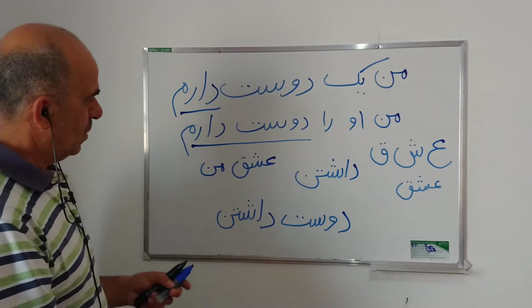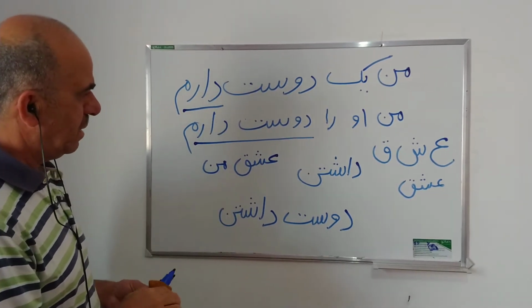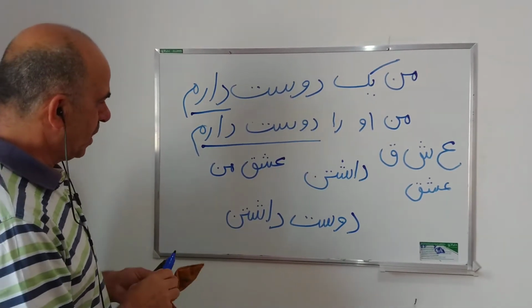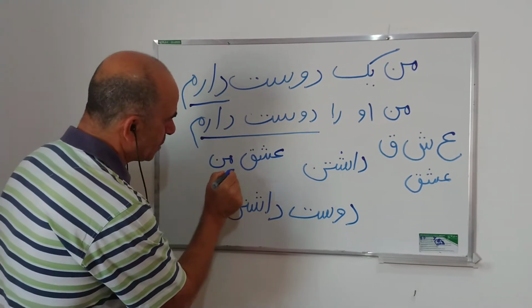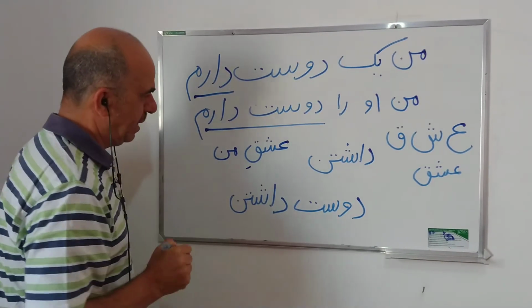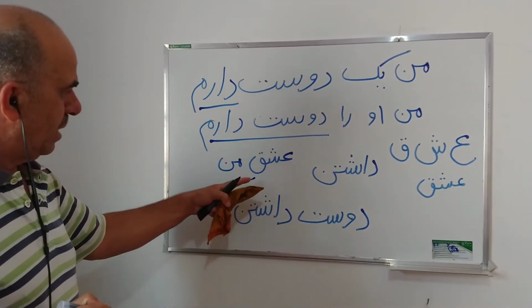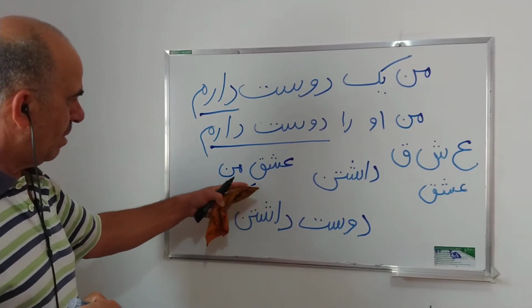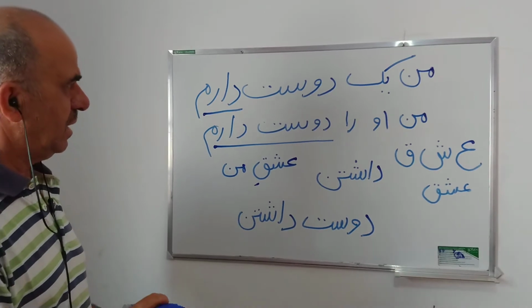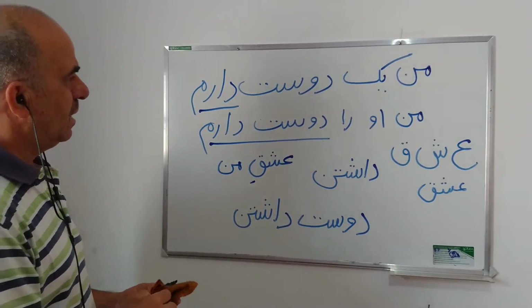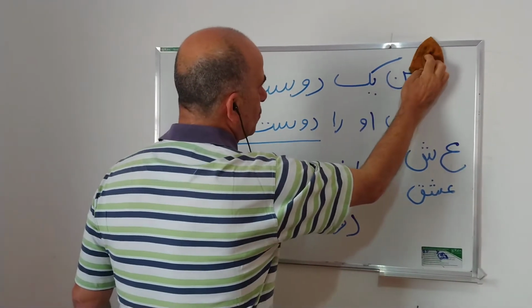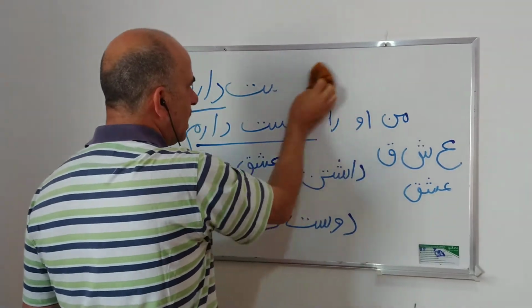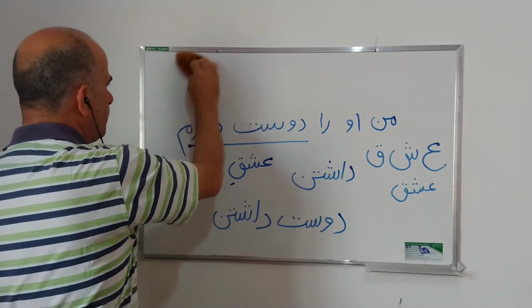Okay, so Dusteman, my friend. Ishreman. You cannot say Ishman. Ishreman. Love of me. Love of I. Okay? You can say I am in love.